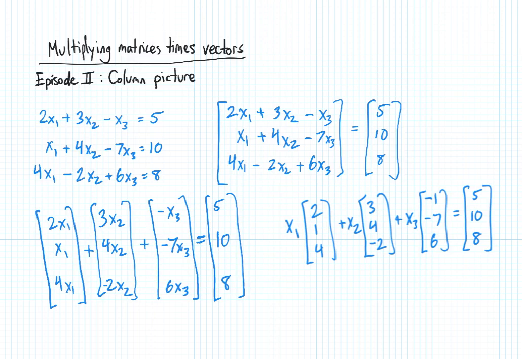One way that I like to think of this is as if there's a machine that has three knobs on it, and one knob controls how much (2, 1, 4) you have, another knob controls how much (3, 4, -2) you have, and then the third knob controls how much (-1, -7, 6) you have. And then the question is, what should you set the machine to so that you get (5, 10, 8) as the output? And later on, we'll also have a nice geometric way of interpreting this.